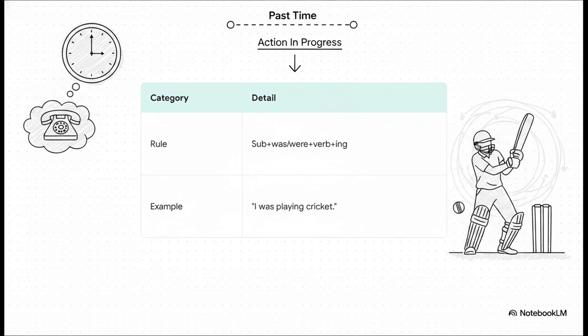Now, just like we saw with the present, the past continuous is all about an action that was in progress, but at a specific moment in the past. So if someone asks, hey, what were you doing when I called you yesterday? You could say, oh, I was playing cricket. It basically paints a picture of what was going on at that time.